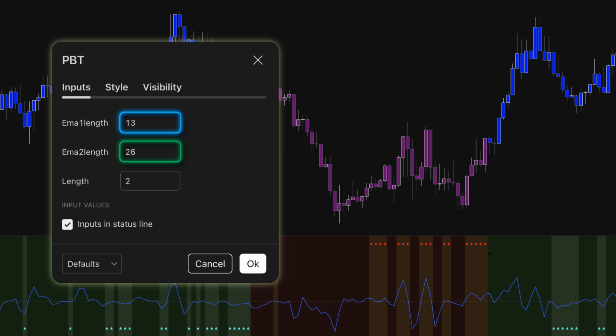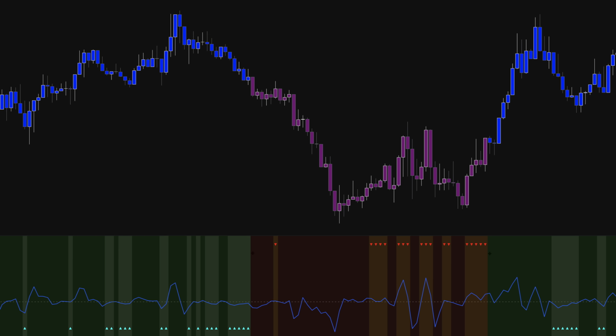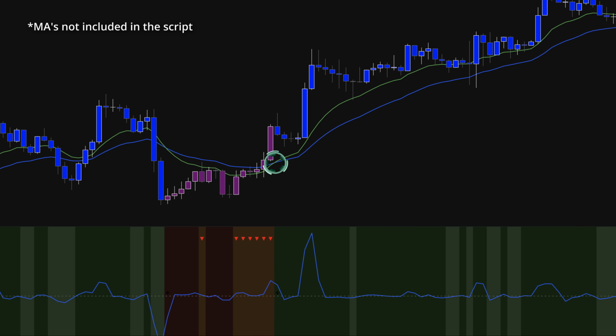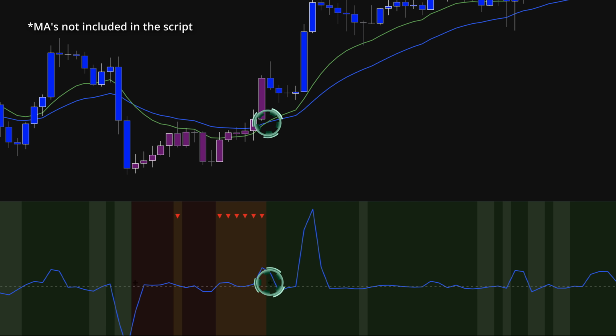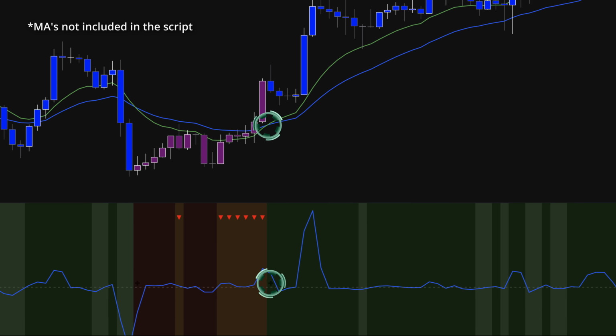The trend framework uses 13 and 26 period EMAs to establish market direction. When the faster average crosses above the slower, it plots a black X marking trend initiation for long setups, with the inverse signaling downtrends for shorts.